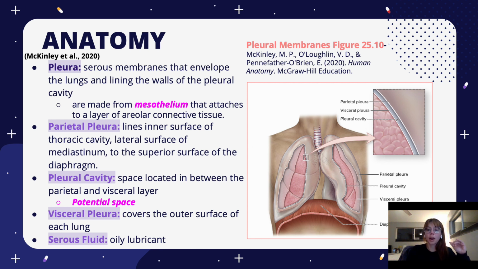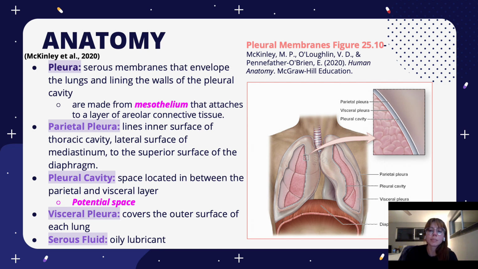The visceral and the parietal meet at the hilum of each lung, and then there's a space, or a potential space, that contains serous fluid. It's important to note that the pleural space is only a potential space when the lungs are fully inflated, because then no space actually exists. The serous fluid is also very important.